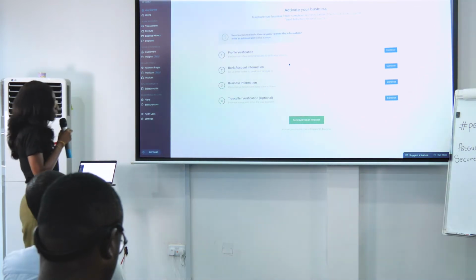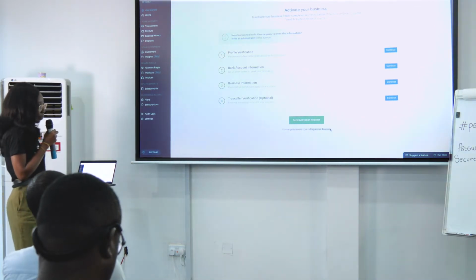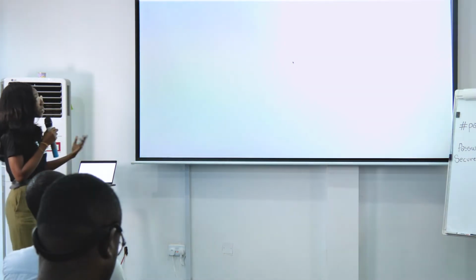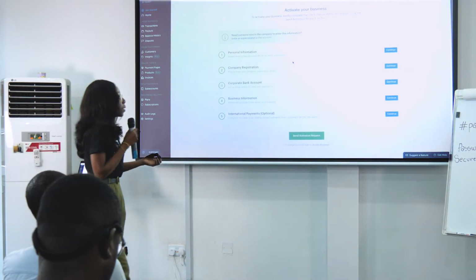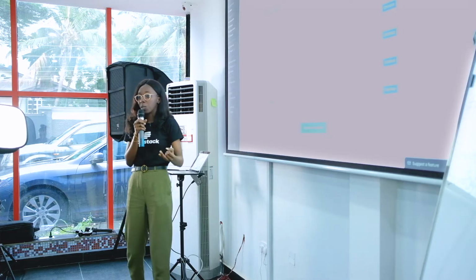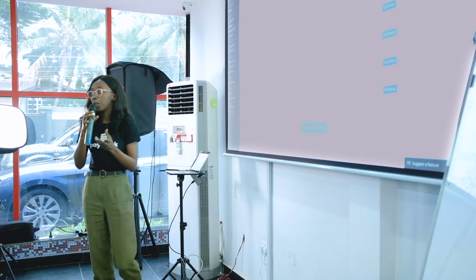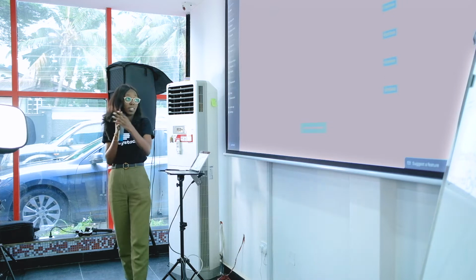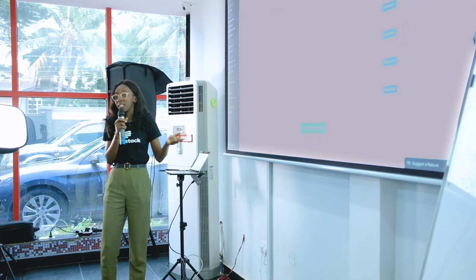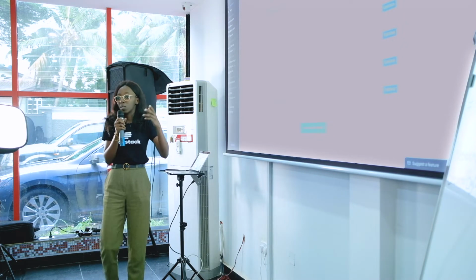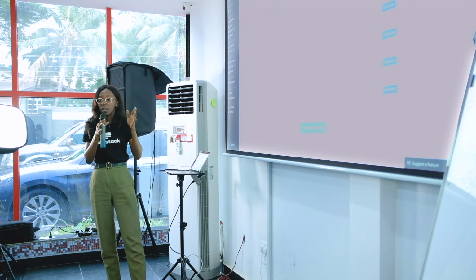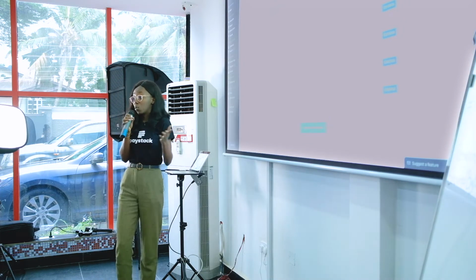For registered businesses, we ask for a little more. These are businesses that have been registered with the Corporate Affairs Commission. You provide your CAC documents, you provide your corporate bank account. The name on your corporate bank account has to match the name on the CAC that you provided, and then you provide business information. Who are the directors of your business? Where is the address of your business? That kind of thing. It just helps us with our KYC. KYC means know your customer.